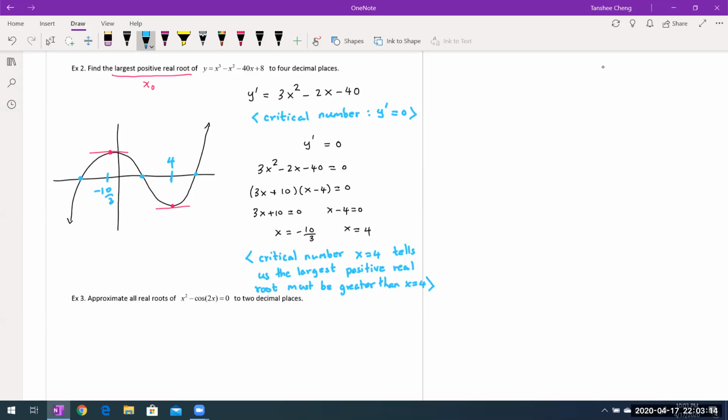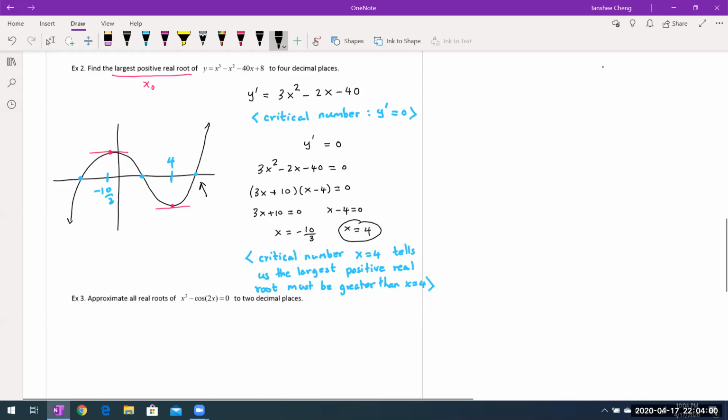So from here, when we talk about the largest positive zero, it must be greater than this critical number, right? It must be greater than this critical number. That allows us to guess which number to let our initial x be. So you can use the IVT to guess: you can plug in x equal to 4 or x equal to 5, and then guess a little bit further. By using the IVT, you can check the initial x value, right?